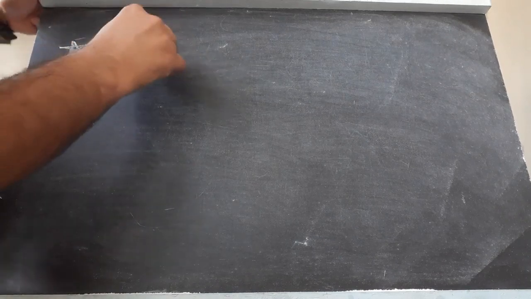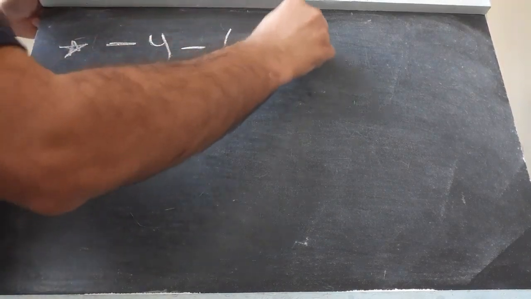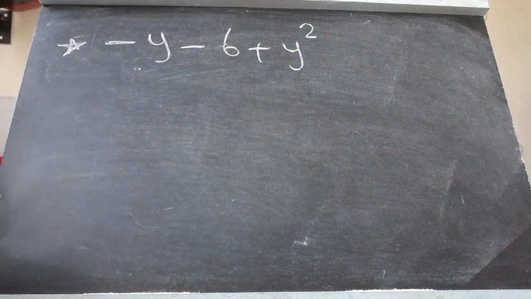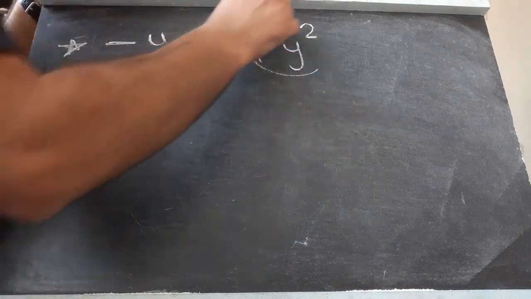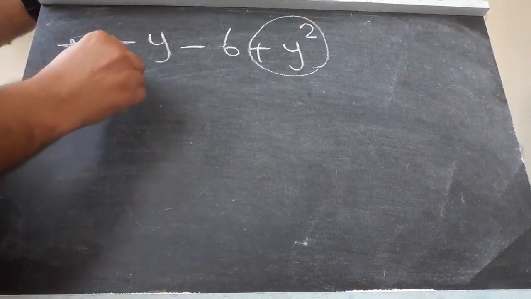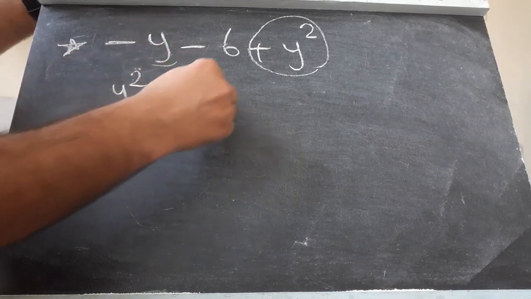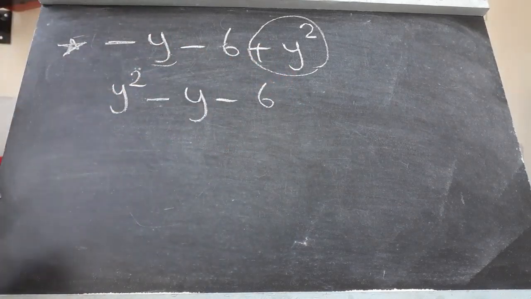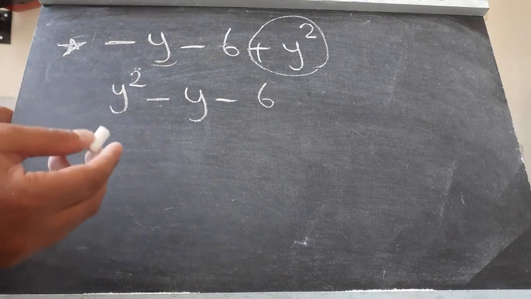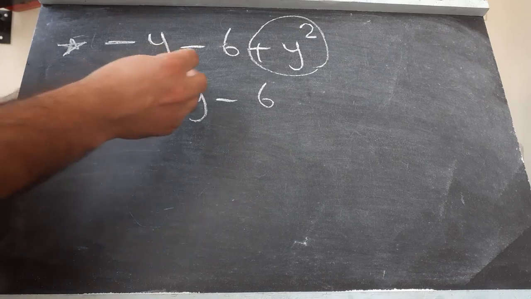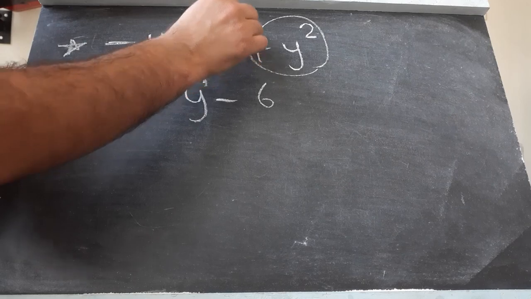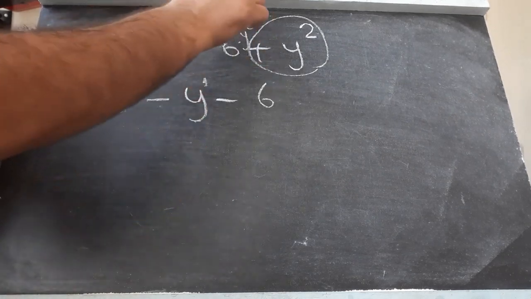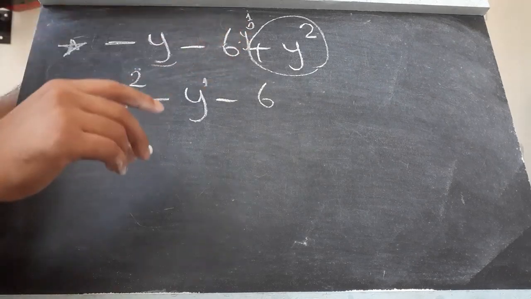For example, if I have a question like this, negative y, negative 6 plus y squared. When you have something like this, you should reorder them. That means you are going to write y squared in the beginning, then negative y, then negative 6. How? You write according to their power. Okay, so I see the power of this one is y squared. The power of this one is 1. The power there is y to the 0. 6 times y to the 0. y to the 0 is 1. It's not written because it is 1.